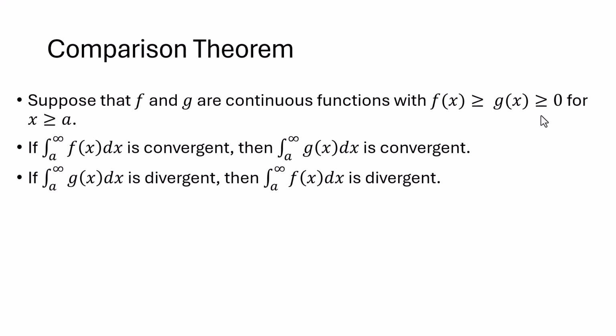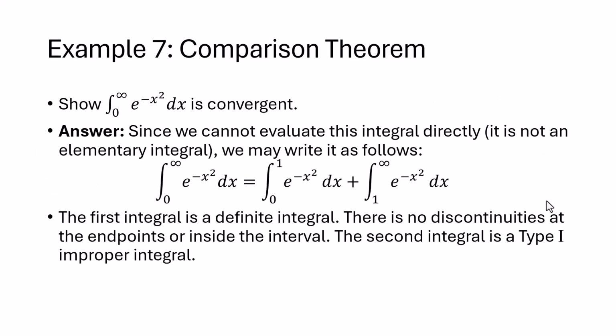If the improper integral from a to infinity of g of x dx is divergent, then the improper integral from a to infinity of f of x dx will also be divergent. And that's because g of x bounds f of x from below. So let's see this in action.